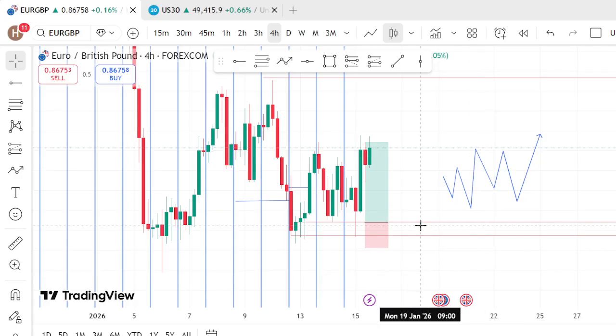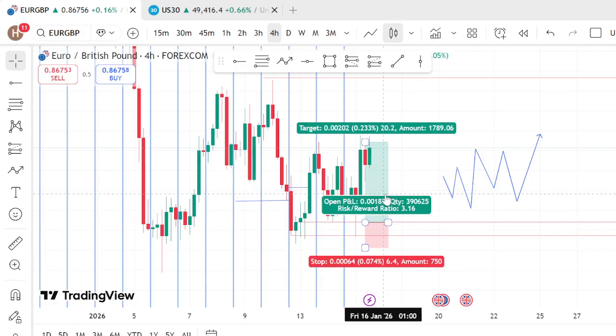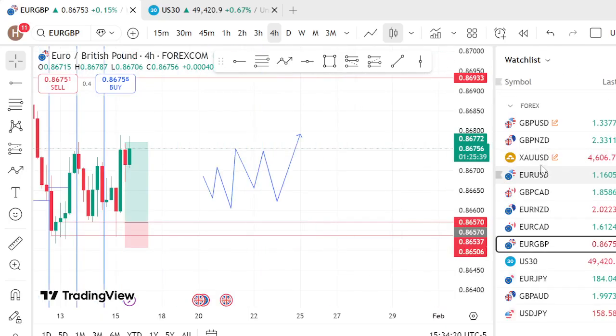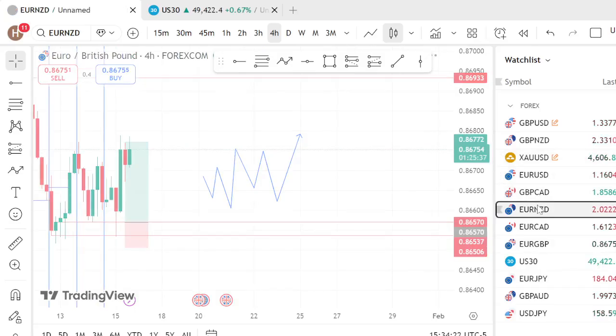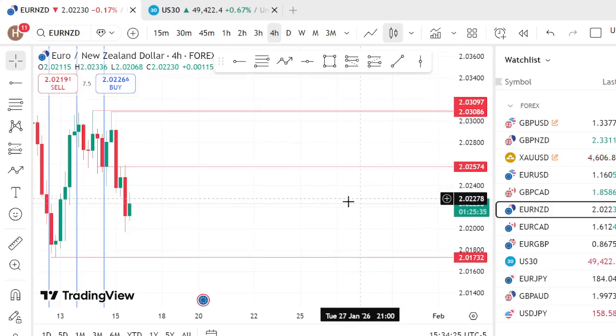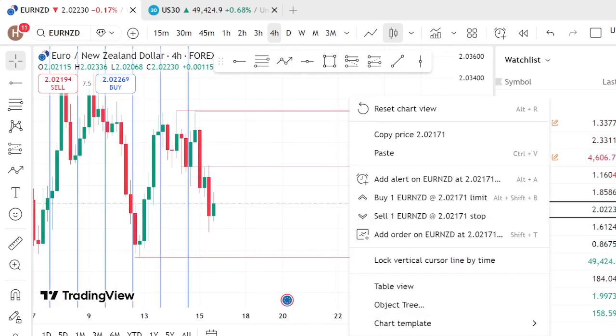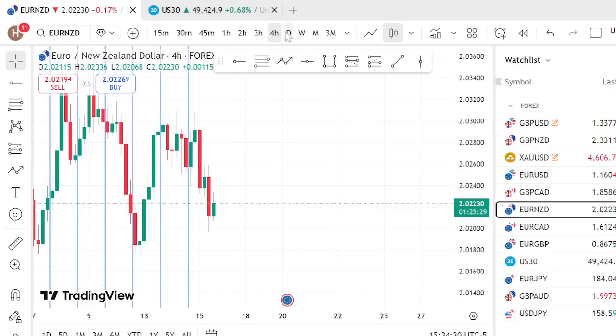Alright, so those are the 2 trades I took today. Or should I, okay, I think I analyzed the NZ pair, but I didn't take it. I didn't execute that trade, but I analyzed it and it's played out. Should I show you? Okay, let me quickly show you that.